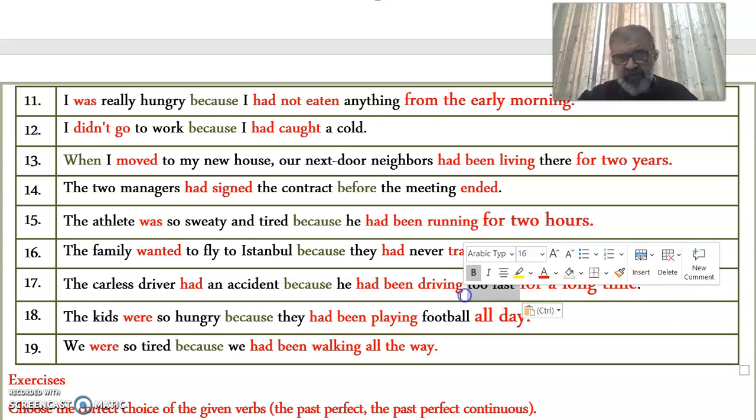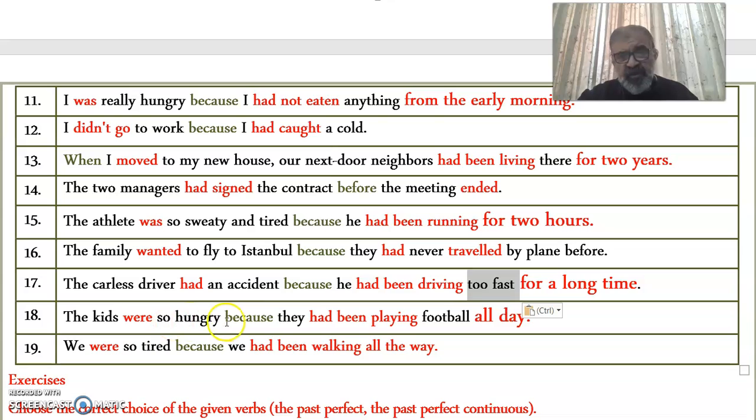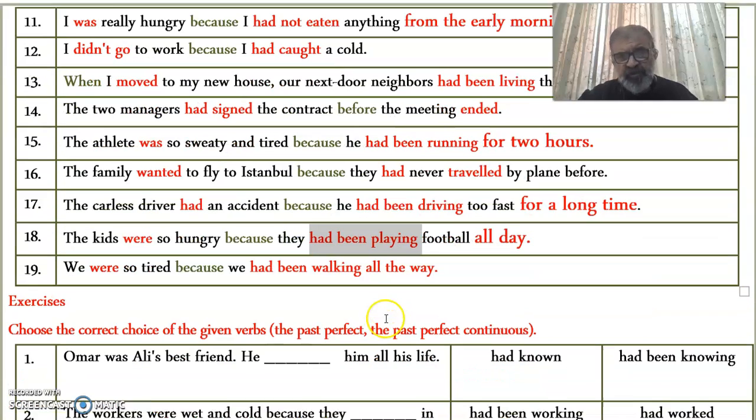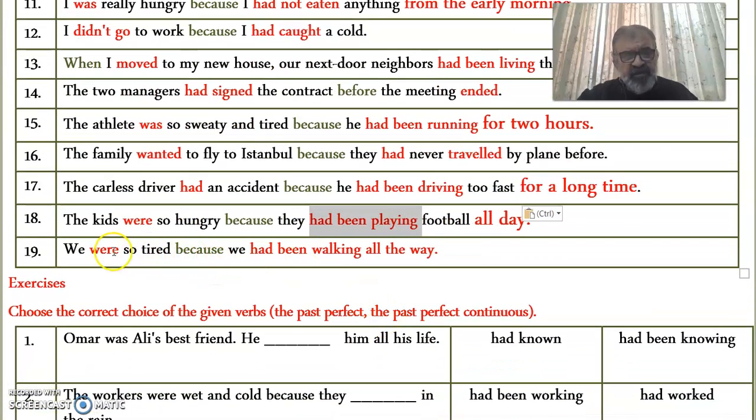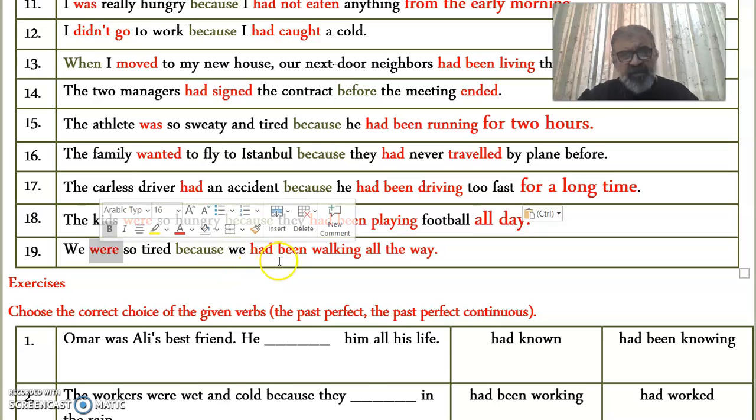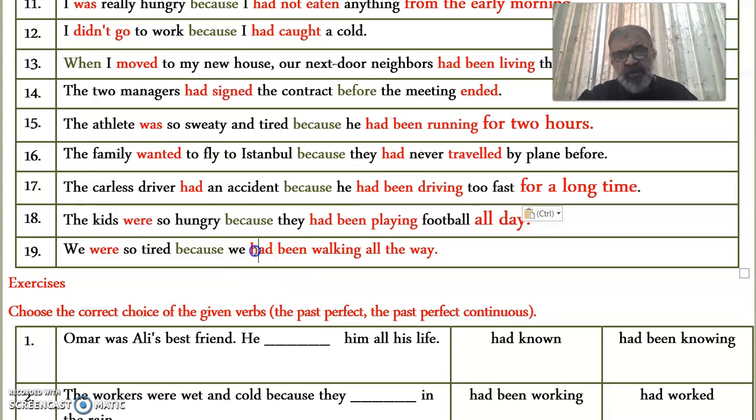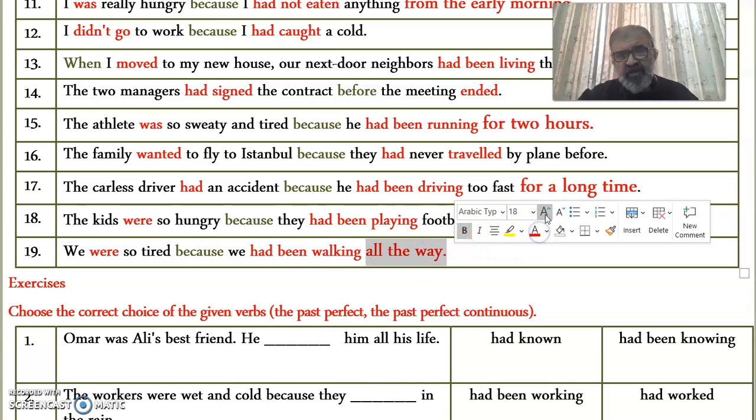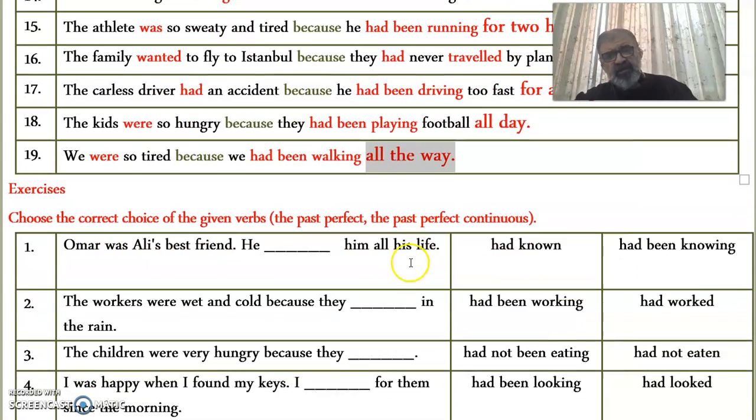That's much better. The kids were so hungry because they had been playing football all day. That's duration. Had been playing, past perfect continuous. They were so tired, that's action 2, because we had been walking all the way. That's a duration. Now let's consider the following examples. Now always look for duration and keywords like because, after, and so on.